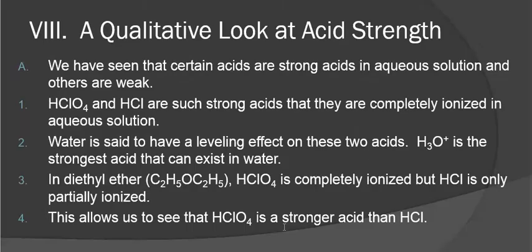Okay, qualitative look at acid strength. We've seen certain acids are strong and others are weak. I've told you there are 6 strong acids. Well, if you go back to the list of 6 strong acids, HClO4 and HCl are both strong acids. They're completely ionized in water. But if we put those 2 acids in diethyl ether, HClO4 is completely ionized, but HCl is only partially ionized. And so this allows us to see that HClO4 is a stronger acid because, by definition, a strong acid completely ionizes in solution. So HClO4 is a little bit stronger than HCl because it completely ionizes in diethyl ether, a different solvent.